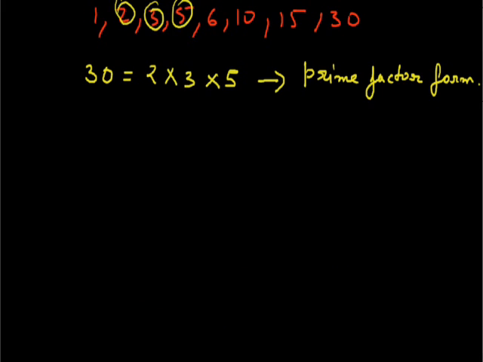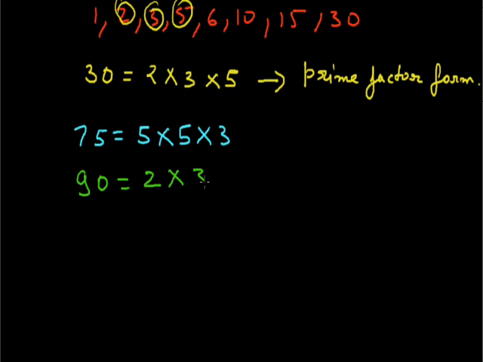Again, if I have to factorize 75, I can write 75 as 5 into 5 into 3. This is the prime factor form of 75. Again, if I have to write the prime factor form of 90, I can write it as 2 into 3 into 3 into 5. This is the prime factorization of a natural number.